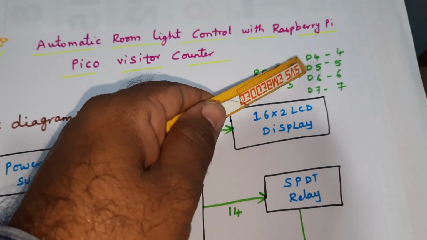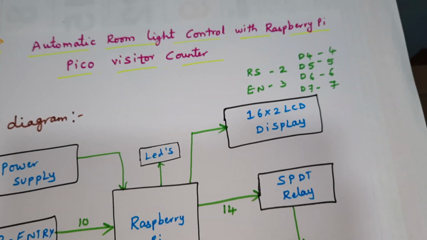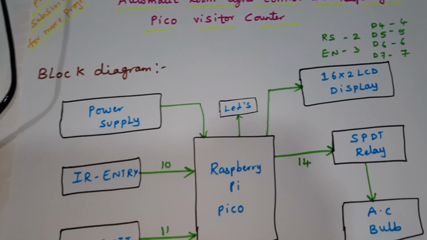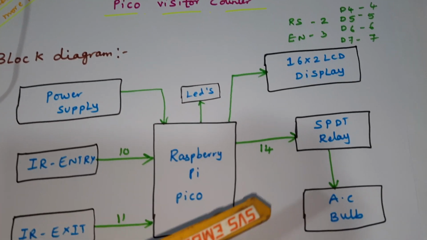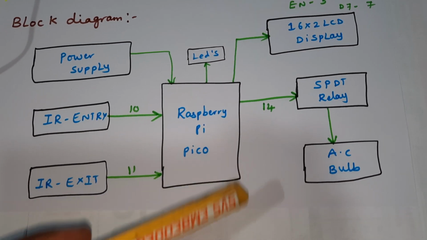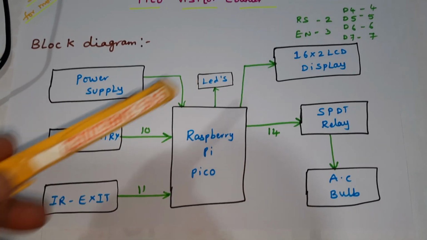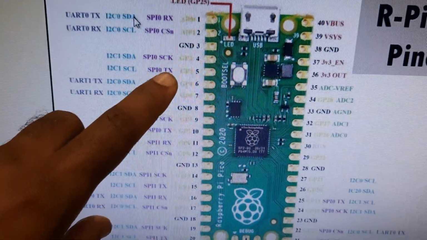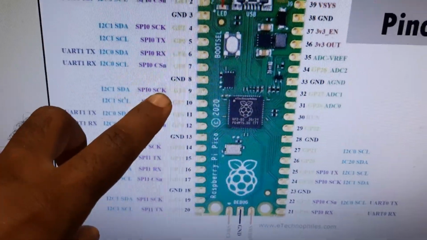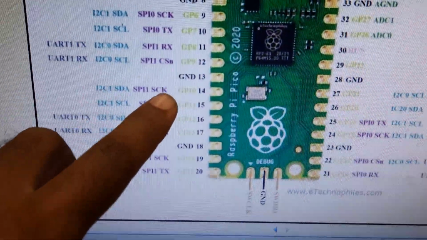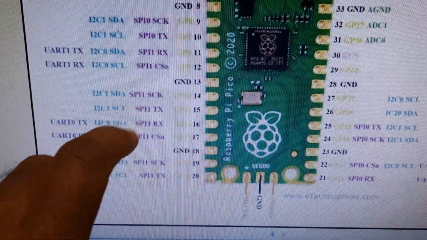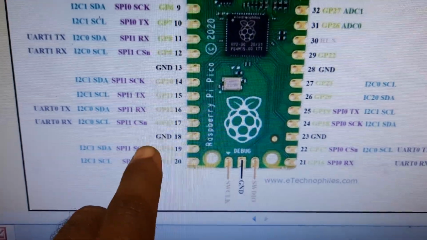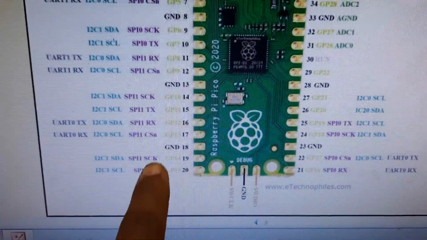The LCD's RS, Enable, D4, D5, D6, D7 are connected to the second, third, fourth, fifth, sixth, seventh GPIO pins, and the LEDs are connected to 14, 15, 16, and one SPDT relay is connected to the 14th pin. And this is my entire block diagram of the project. The IR sensors are connected to 10 and 11, and the three LEDs to 14, 15, 16.